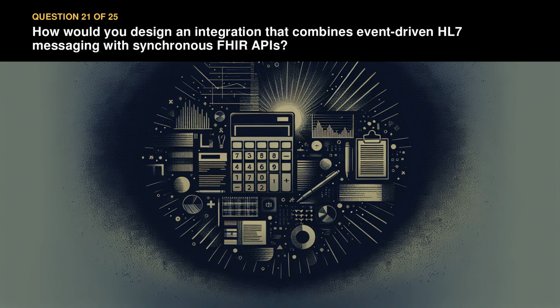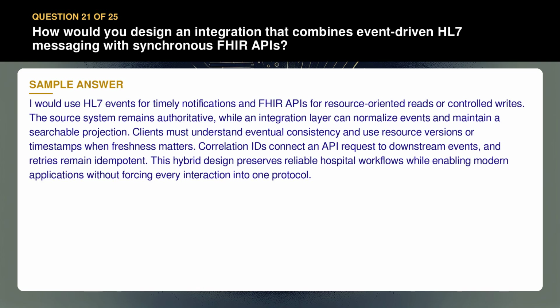Question 21. How would you design an integration that combines event-driven HL7 messaging with synchronous FHIR APIs? I would use HL7 events for timely notifications and FHIR APIs for resource-oriented reads or controlled writes. The source system remains authoritative, while an integration layer can normalize events and maintain a searchable projection. Clients must understand eventual consistency and use resource versions or timestamps when freshness matters.